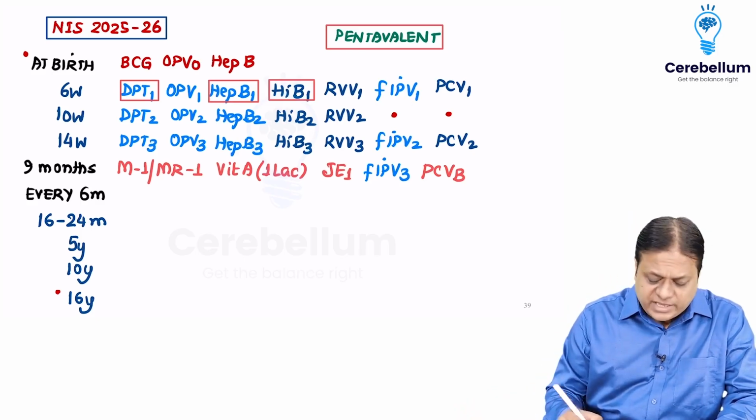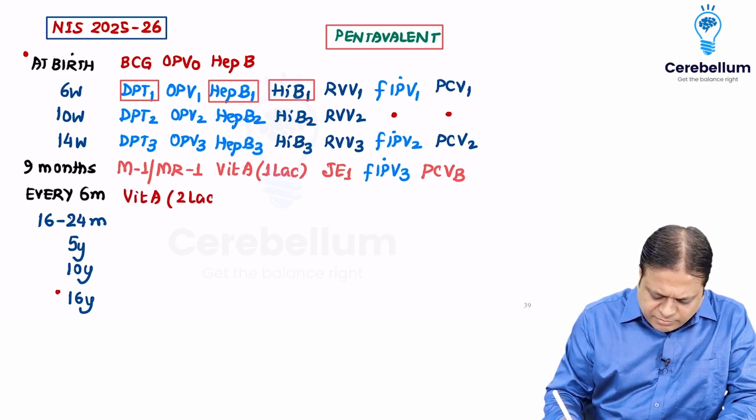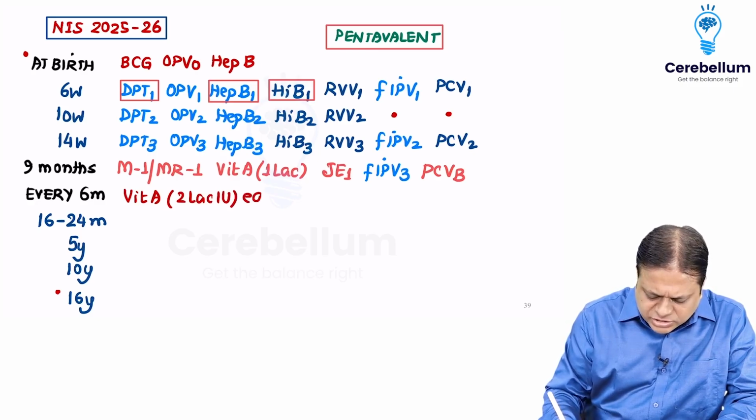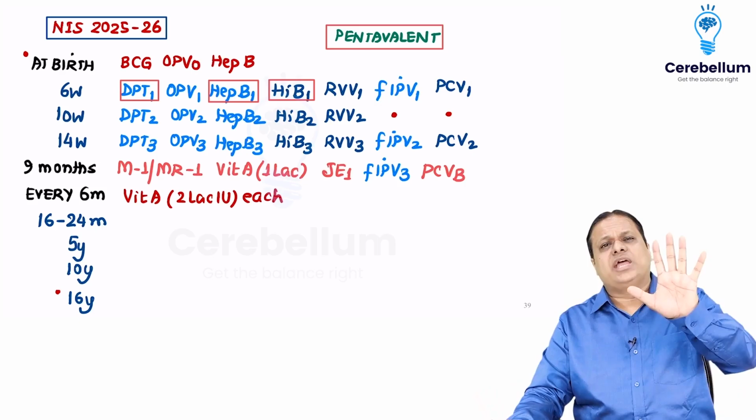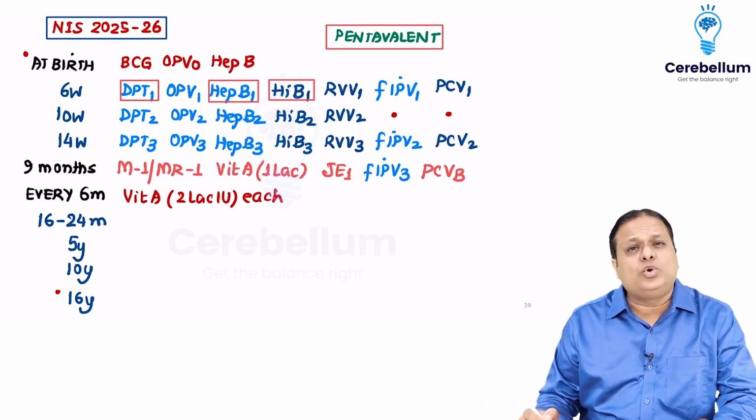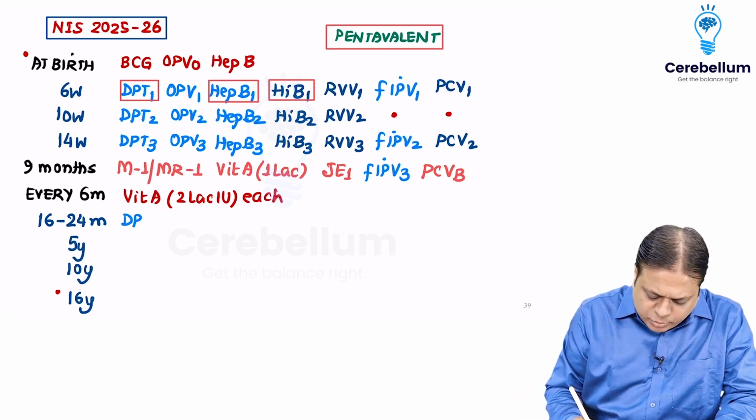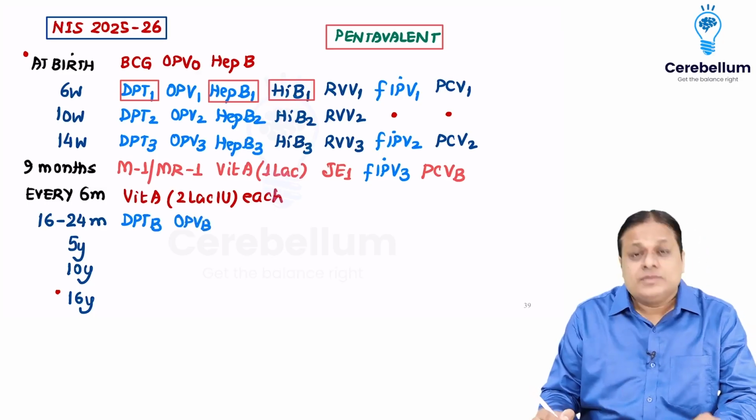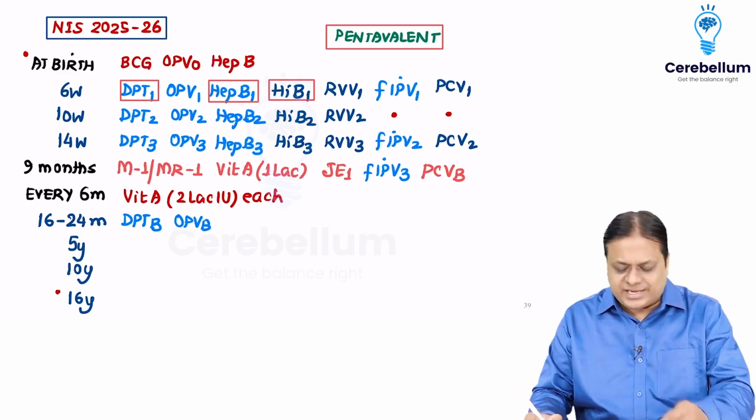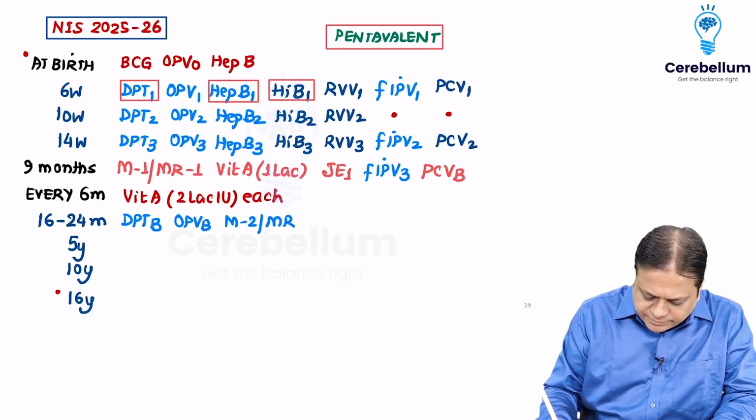Then we call the child every 6 months, where we give him again vitamin A, but this time we give him 2 lakh international units each till the child becomes 5 years of age. Subsequently, 16 to 24 months we call the child for booster doses, DPT booster, OPV booster. Also, the child gets the second dose of measles or MR.